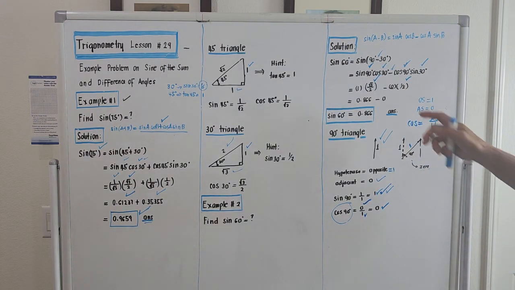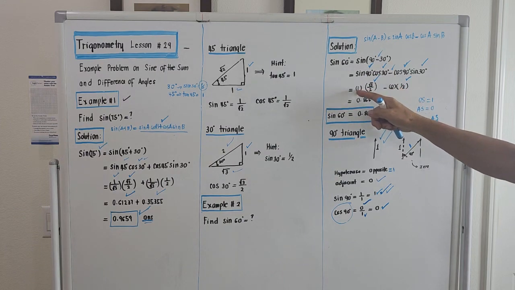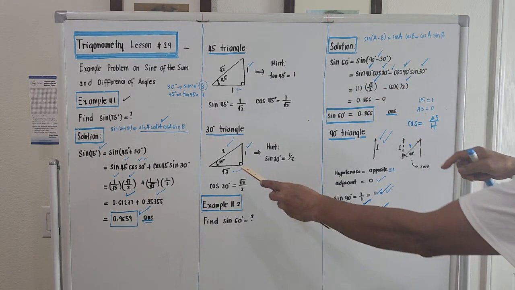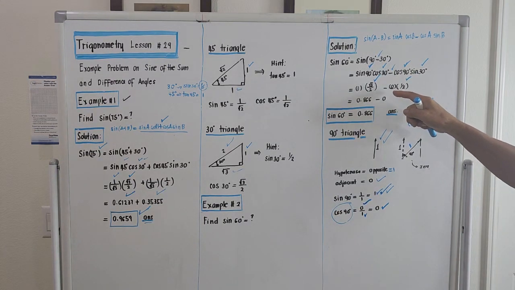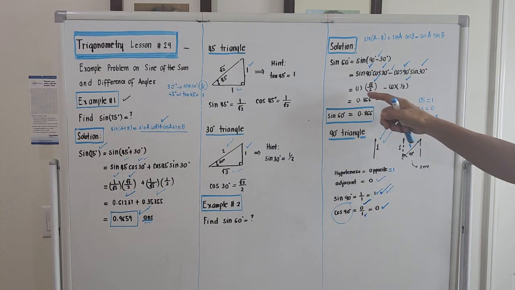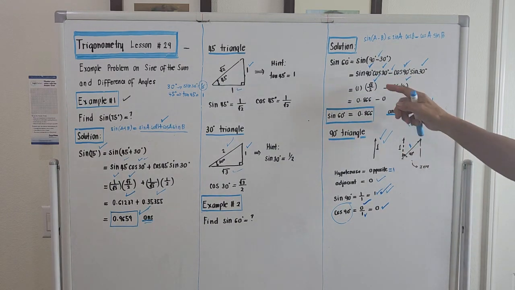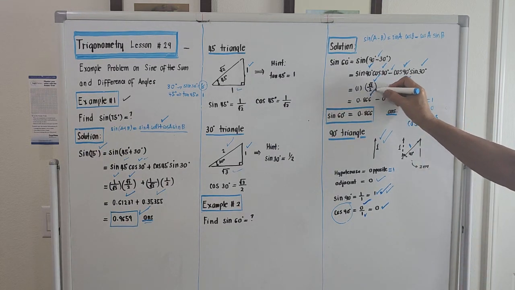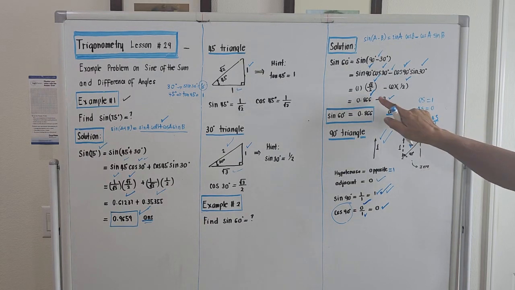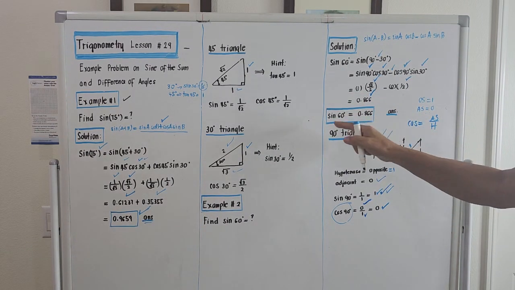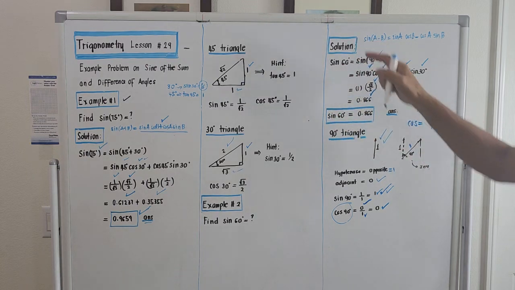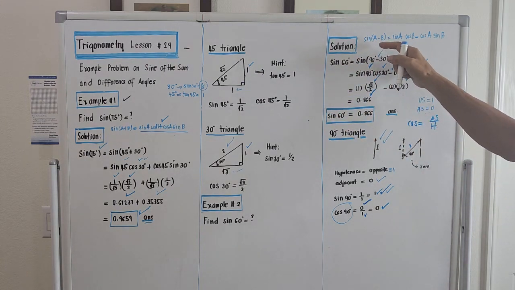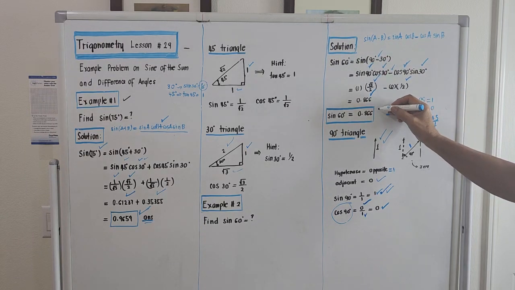Since sine of 90 is 1, this should be 1 times cosine of 30, which is square root of 3 over 2, minus cosine of 90, which is 0, times sine of 30, which is 1/2. 1 times square root of 3 over 2, this will be 1.732 divided by 2, which is 0.866. And 0 times 1/2 will be 0, and 0.866 minus 0 is simply 0.866. Therefore, the value of the sine of 60 degrees, by using the expansion of the sine of the difference 90 minus 30, is 0.866.